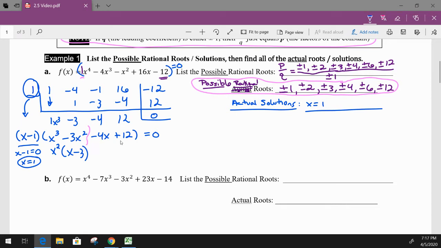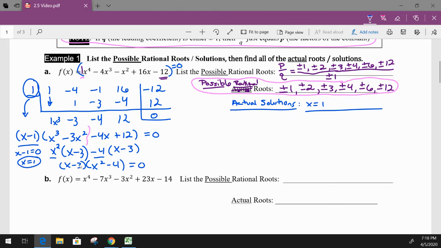From these two terms, I can factor out a negative 4. And remember, when you're factoring out a negative 4, that's going to change your signs. So you'll get x minus 3, so that if you multiplied this back together, it would equal what you started with. Now we are factoring out the x minus 3, which gives us x squared minus 4 equals 0. And then again, we did have that x minus 1, but I've already got the solution for that.